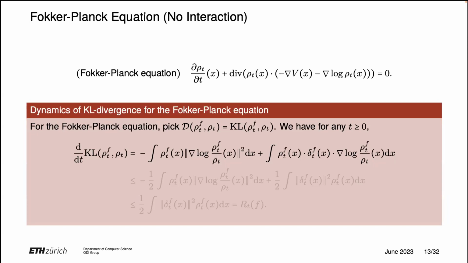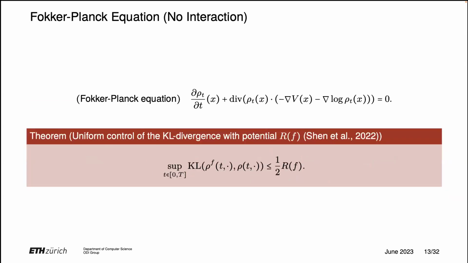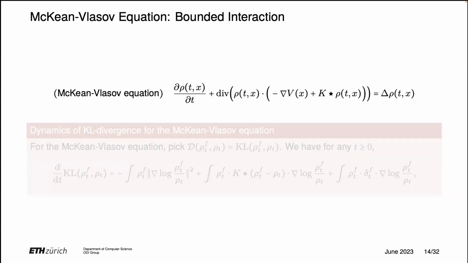The first term is nice, and to handle the second term, you can easily use the geometric-arithmetic mean inequality to arrive here. And if we simply drop the negative term, we arrive at the estimation that we want to achieve. So by integrating over time, we obtain this uniform control of the KL divergence for the Fokker-Planck equation. Okay, so this is easy because we have no interaction kernel.